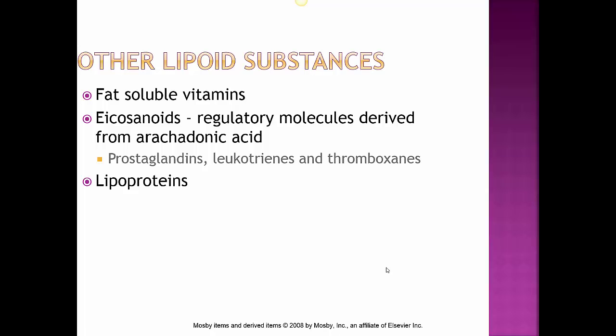And then we actually have things derived from arachidonic acid. So we've talked about prostaglandins, so these inflammatory mediators actually have a lipid portion to them. Leukotrienes, which are very important for inciting inflammation in the body, also have a lipid component to it. And thromboxanes, these are very important for blood clotting, and these all have a lipid portion to them.